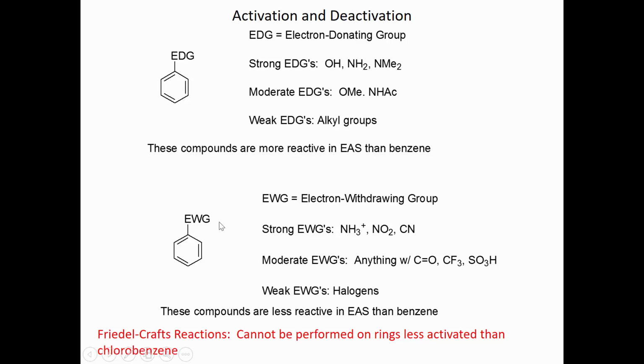All right. When we have an electron withdrawing group, abbreviated EWG like this, and we place it on a benzene ring, we end up with a benzene ring that is less reactive than benzene itself in electrophilic aromatic substitution. And we often refer to electron withdrawing groups as being deactivating. Okay, so we're going to call these deactivating, and activating groups.